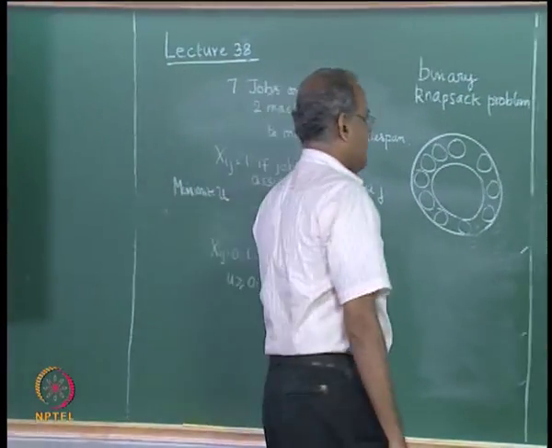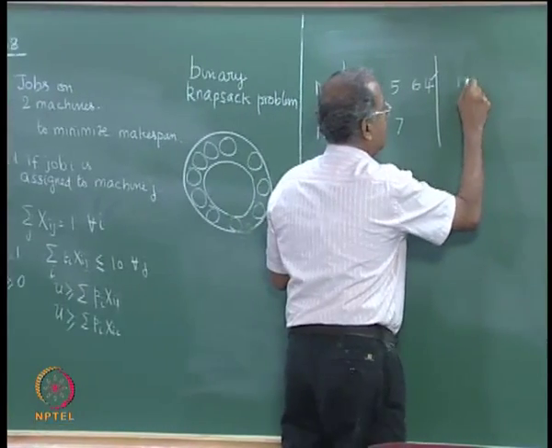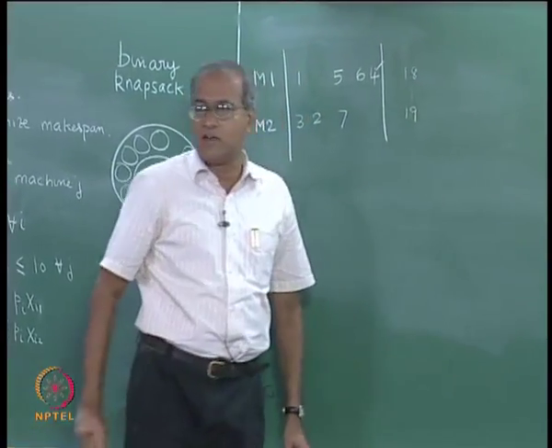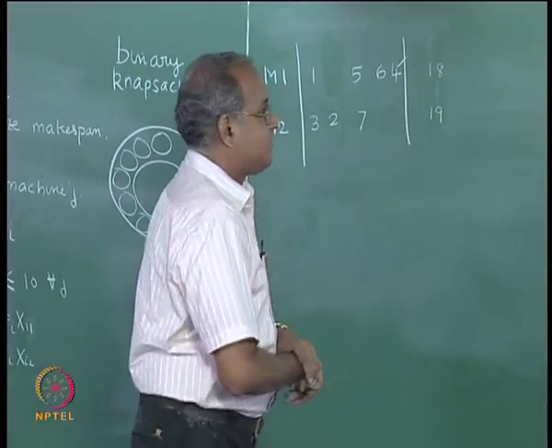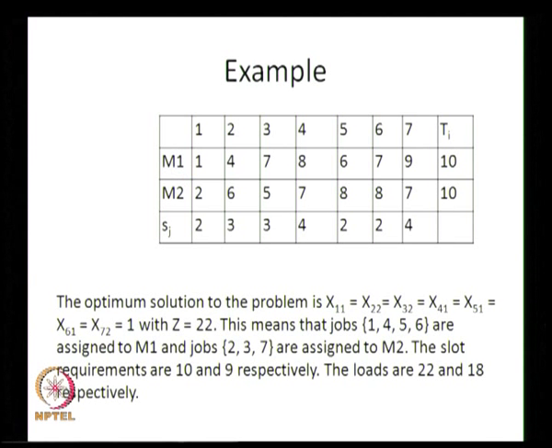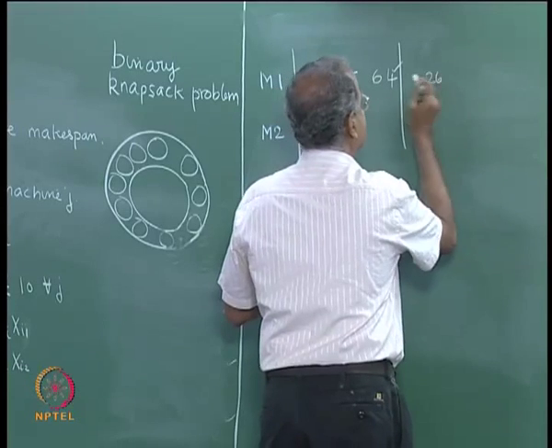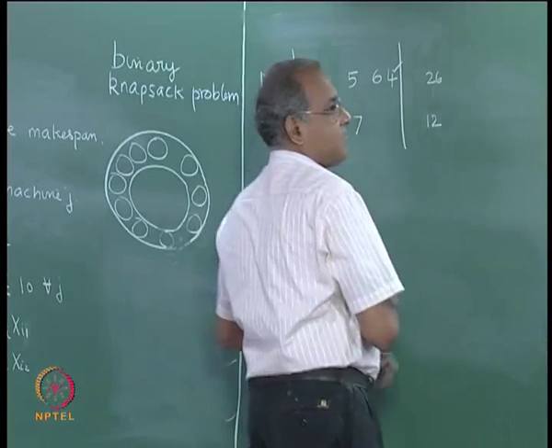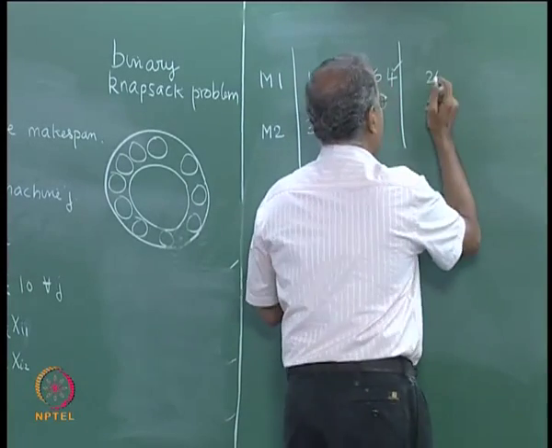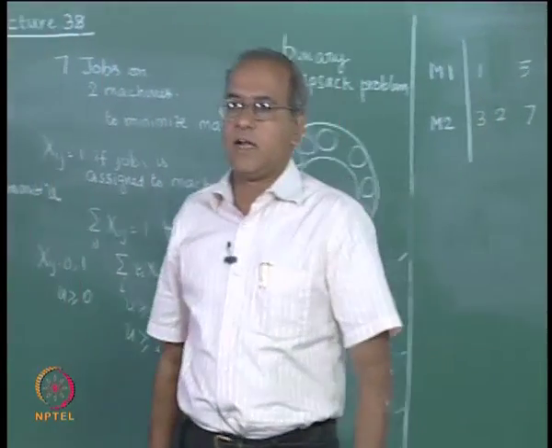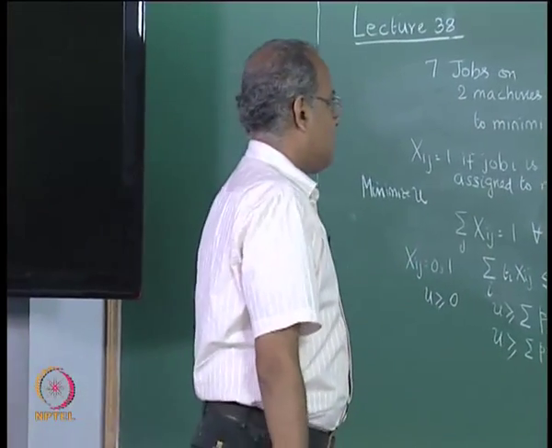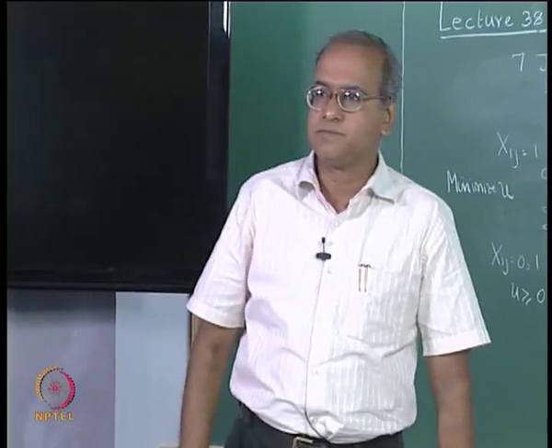If we do that, the original values were 18 and 19. So, when we first shifted 4, it became 18 plus 8, 26, and 19 minus 7, 12, so it became 26 and 12. Now we shifted 2, so here it became 18 and here it became 22. So we get one of the alternate solutions with 1, 4, 5, 6 and 2, 3, 7.